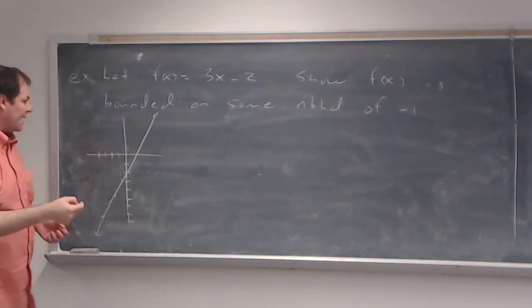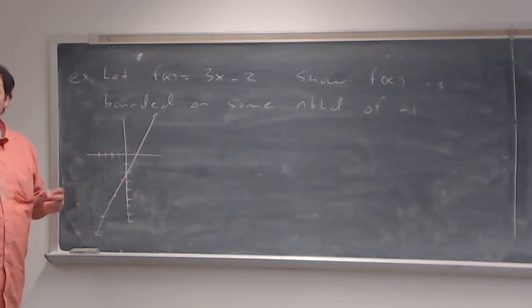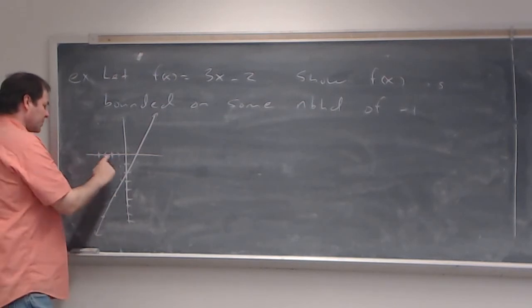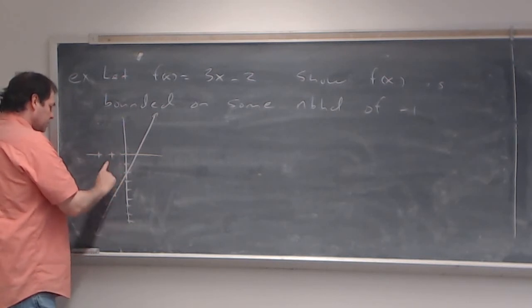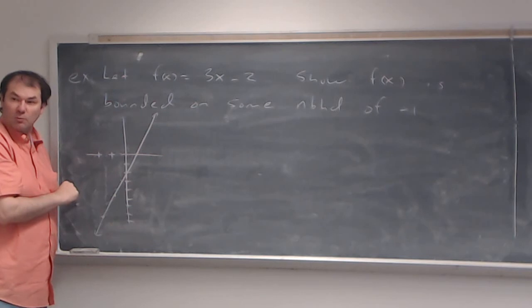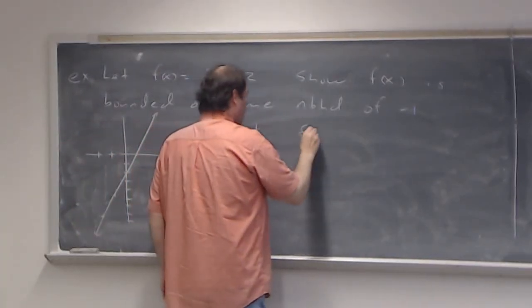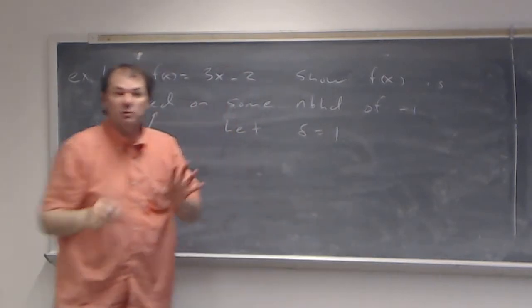So it seems like they'll be bounded. But now let's get to the nitty gritty of the problem. Instead of putting this, I'm going to pick one unit about minus 1. I'm going to let delta be equal to 1. I didn't have to, but that's the one I picked.